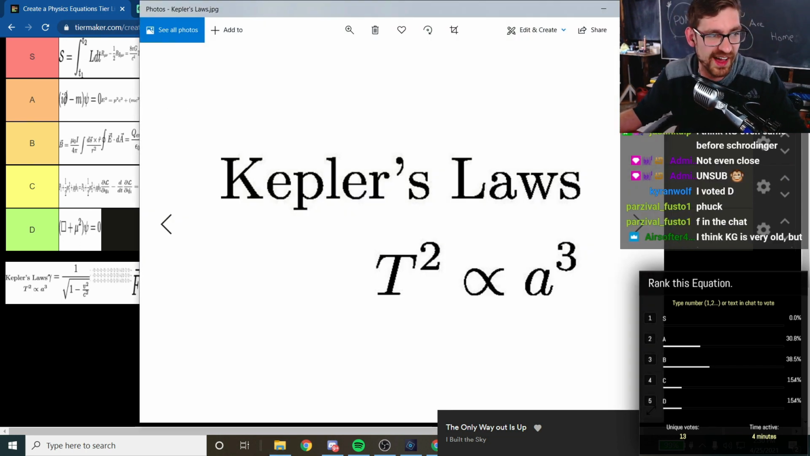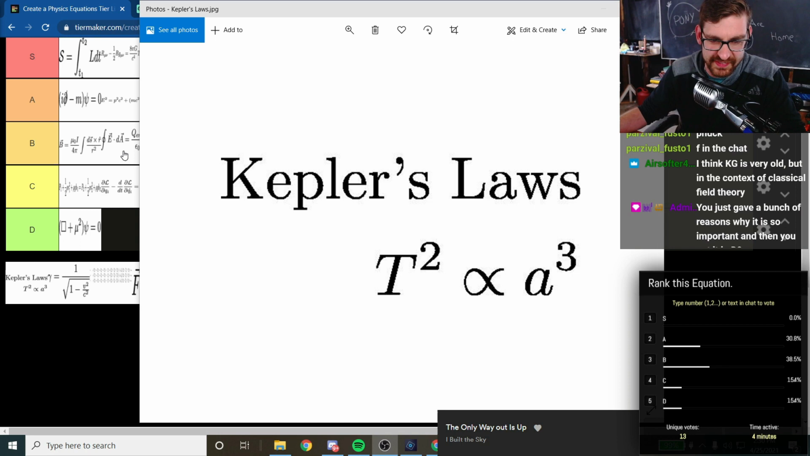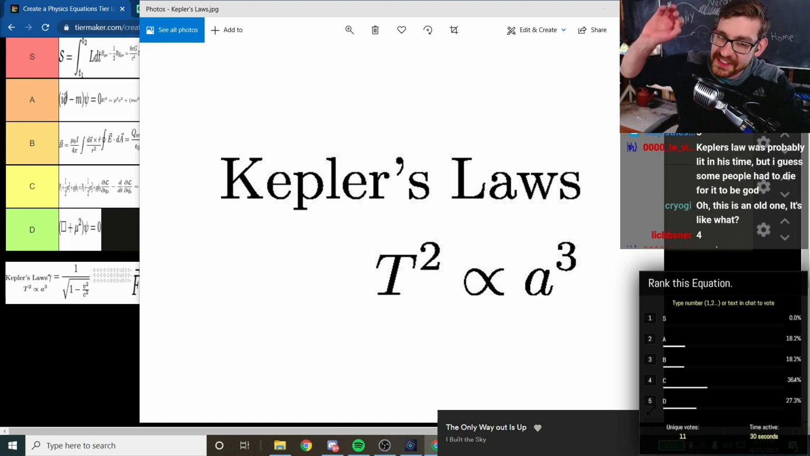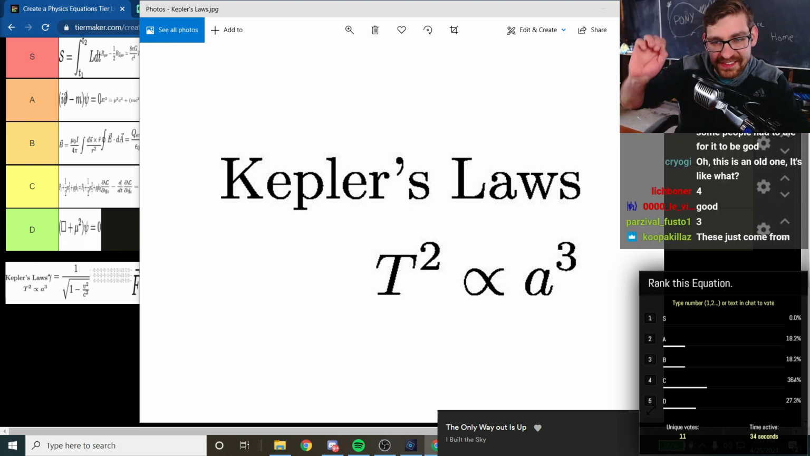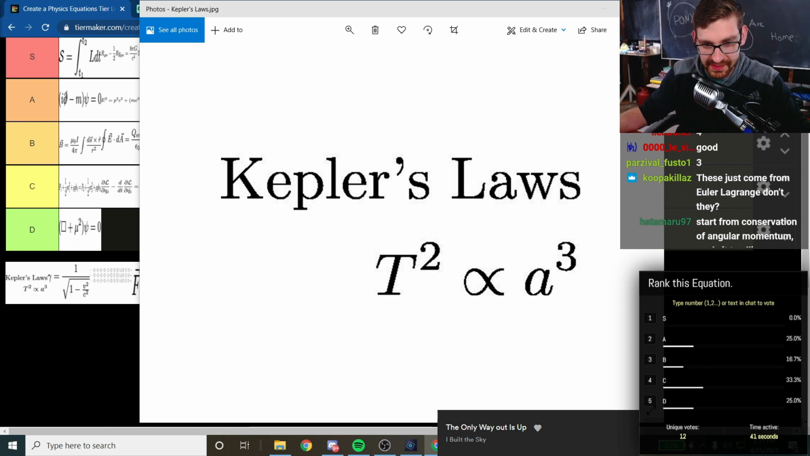Next up, Kepler's laws. I think Kepler's laws are a solid D. I only picked the last one because that was the only one I could really find that was a good equation for him. But these are basically like orbits. Listen, you have to give him credit though. In his time, it was an amazing thing to do, in my opinion. These just come from the Euler-Lagrange, don't they? I'm pretty sure they do. Yeah, I'm pretty sure they just come from Euler-Lagrange equations.